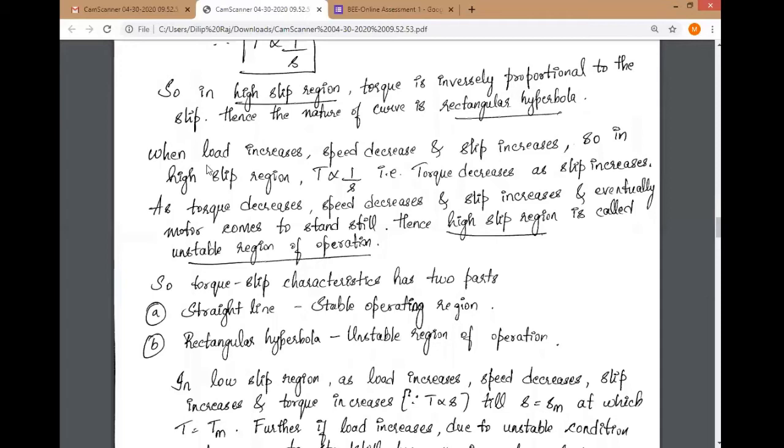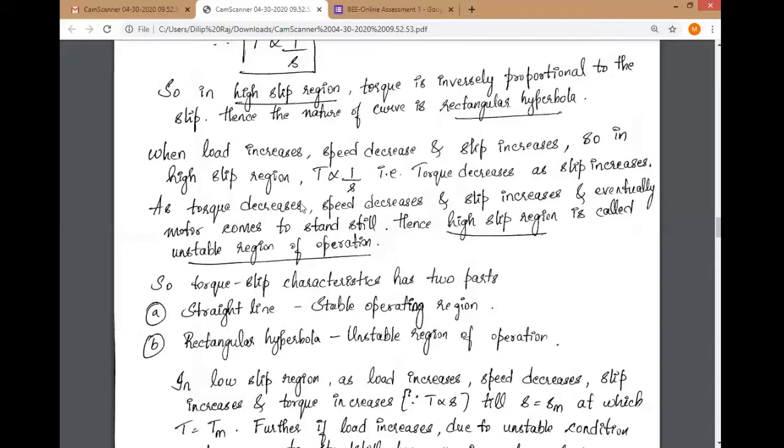Now, in the high slip region, when the load increases, by nature we know that when we load any motor, the speed will decrease. Once the speed decreases, the slip increases because slip is given by (ns minus n) by ns. Synchronous speed is going to remain constant. So as the speed n varies, the slip value varies. The numerator ns minus n will now increase because the value of n has decreased. As a result, the slip also increases. But in the high slip region, the relation between torque and slip is inversely proportional. Because the slip is increasing here, according to this relation, the torque will decrease. If the torque decreases, the slip will further increase.